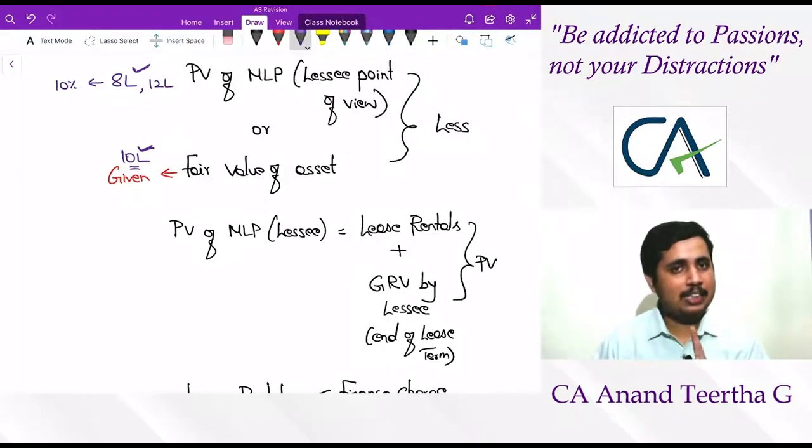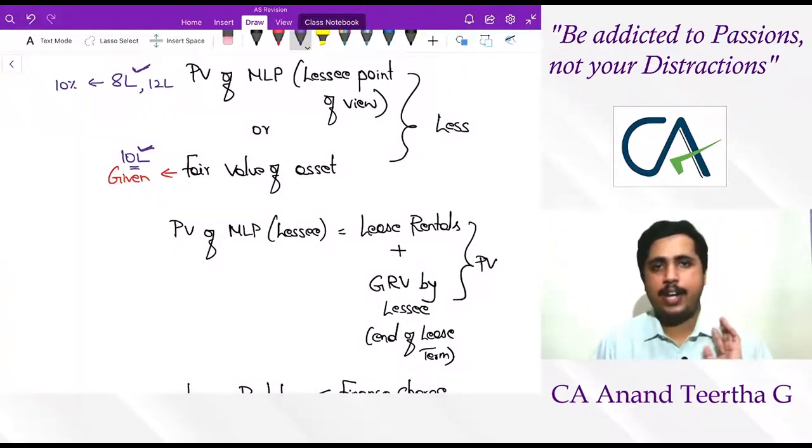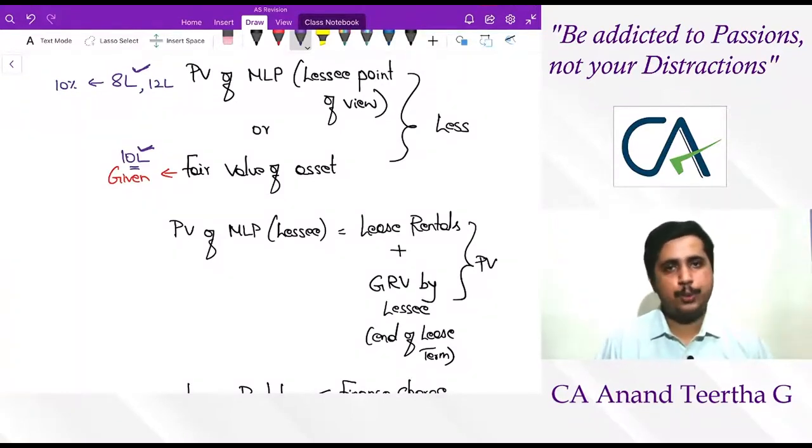So 10 lakh is lesser, fair value is lesser, don't apply the old rate, don't apply the PVMLP rate, because PVMLP is 12 lakh. No, that is not recorded. 10 lakh is recorded. Recalculate it. That is the job you have to do.